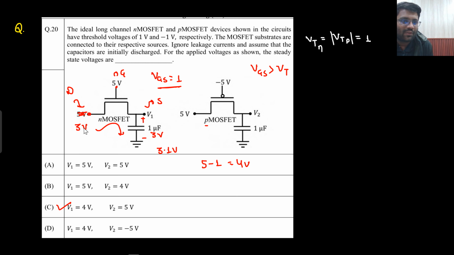Basically, there is a source of 3 volt only. How can you get more than 3 volt here? This 3 volt is charging this capacitor, like there is an RC circuit.